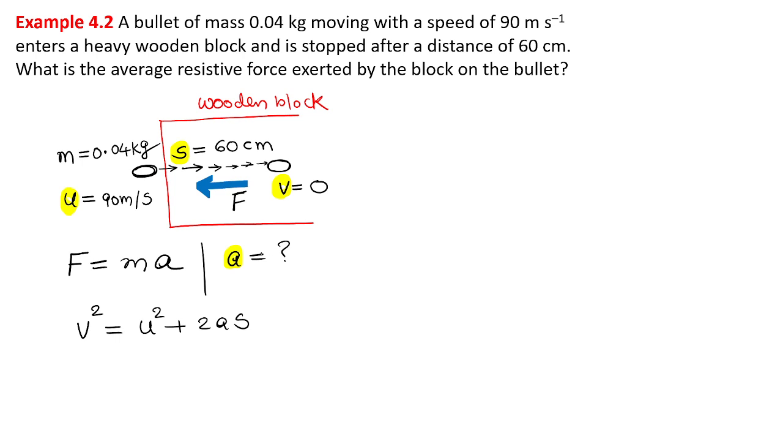I want acceleration. So V square, V is 0. Final velocity 0. U square, U is 90. Correct? U is 90. U square will be 90 square. Then next 2AS is there. 2A, A I don't know. S.